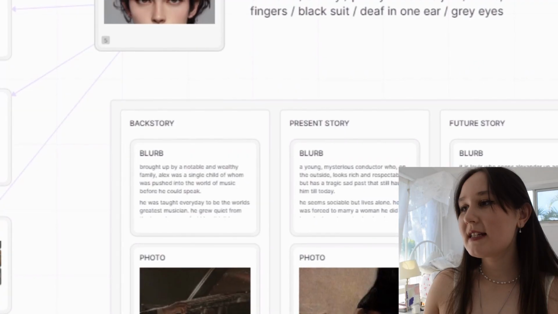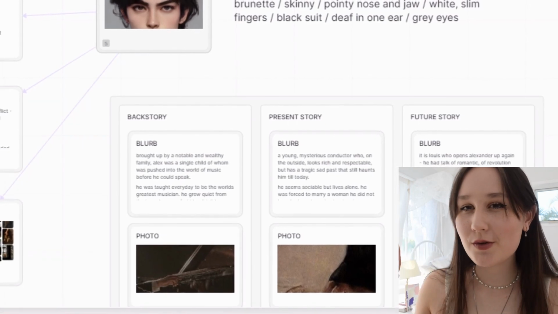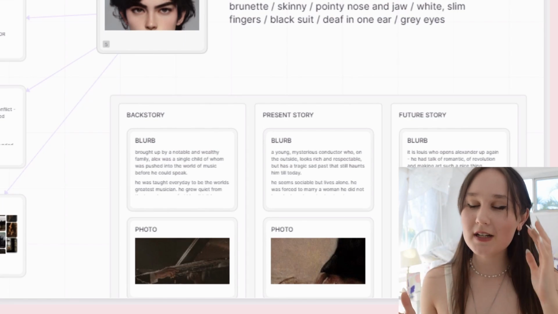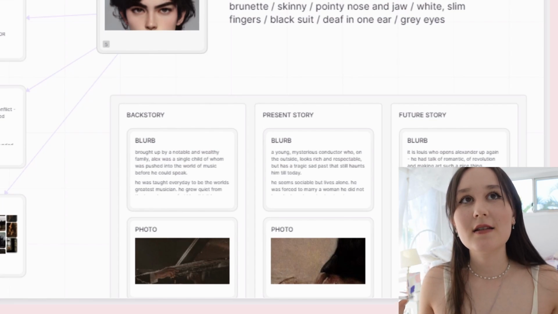And you can tell I love characters. I'm getting too excited. However, we come to this little spot right here, which is the backstory, present story, and future story. This is important, guys. Take notes. Okay, so with this particular thing, of course, it's self-explanatory. This is where you think about your character as in their life.